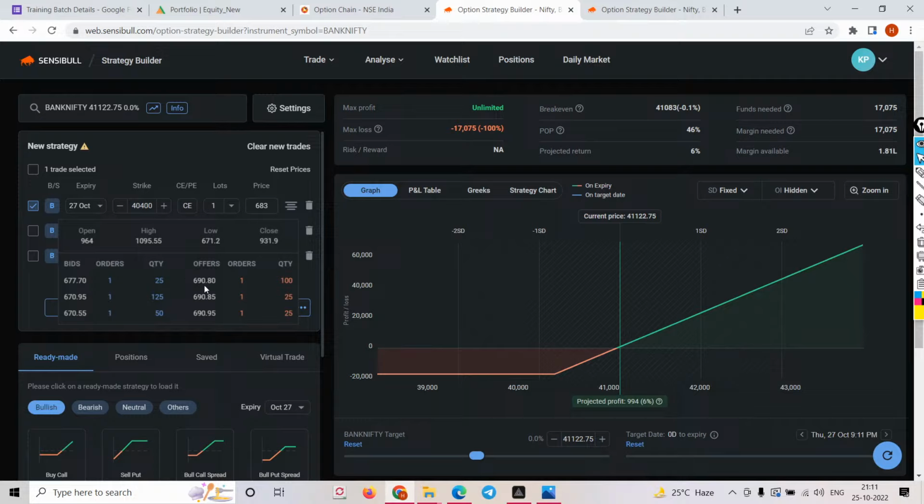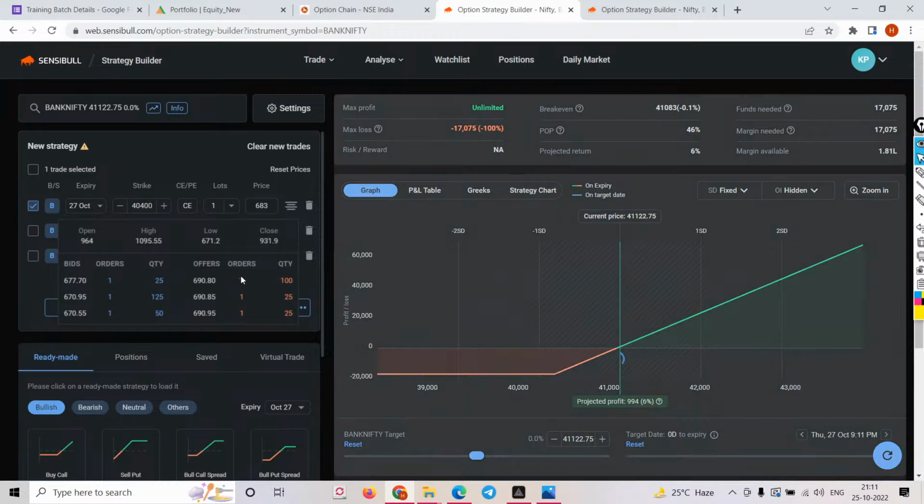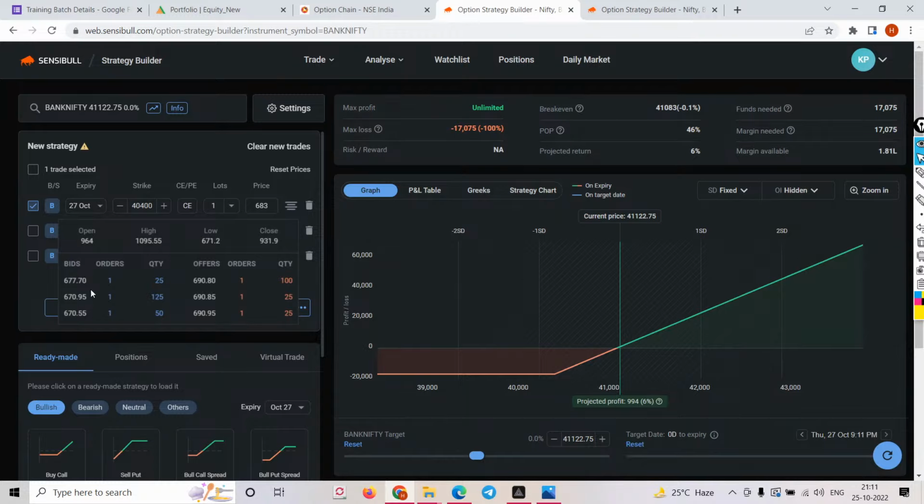You will end up in liquidity issues in the money. Even though when you execute, you're planning to buy at 677, someone is able to sell at 690. There is a huge liquidity issue. There is only one quantity, and a huge bid and ask price difference.